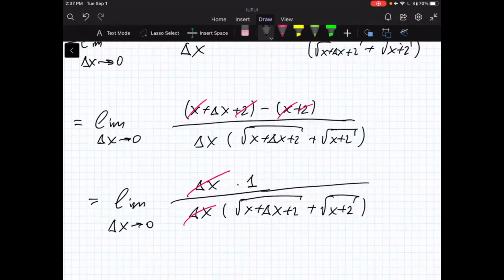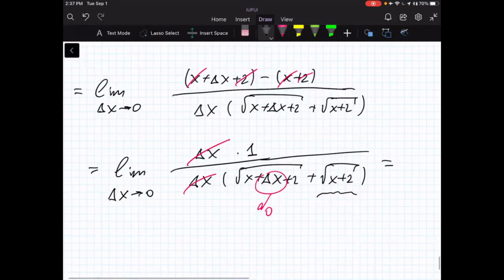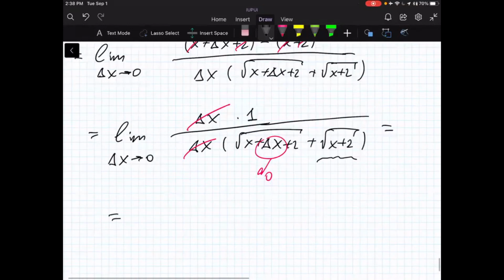Again, the same story. I have the limit of the fraction. It is the same as the fraction of the limits. In the numerator, I have just 1. In the denominator, this term doesn't depend on delta x, while for this one, delta x goes to 0, and I'll obtain square root of x plus 2 again. So finally you'll get that it is 1 over square root of x plus 2 plus square root of x plus 2.